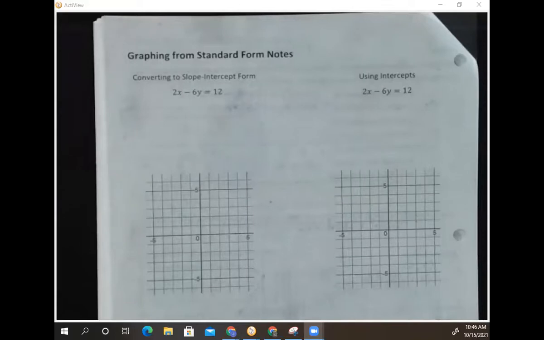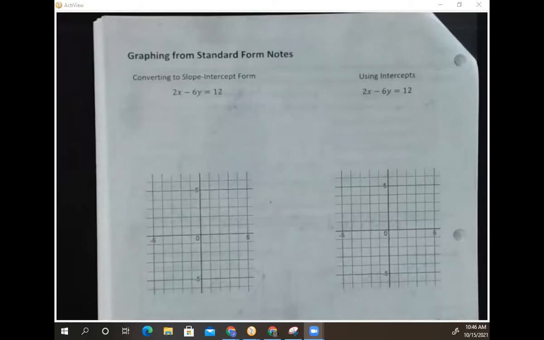We did graph one function in standard form yesterday, but we already knew some points that were going to be on that line. So we graphed it by plotting points that we already knew were going to be on the line. Today, we're going to look at graphing if I don't already know some stuff about the graph. Okay, so we're on page 112 in your packet.